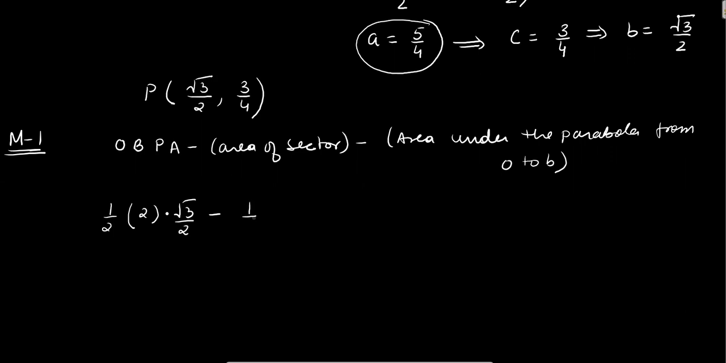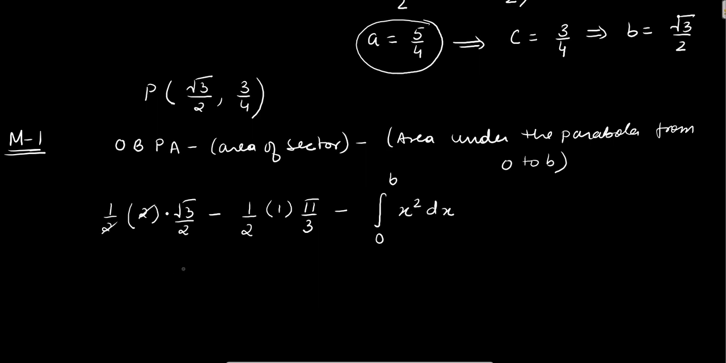For the area of the sector, what all things are required? 1 by 2 r square theta. So do we have r, the radius of the circle? Yes, we have seen that it turns out to be 1. What about theta? Yes, that also we calculated. It turns out to be pi by 3. Now I need to subtract the area under the parabola from 0 to b. So what is that area? It will be the integral from 0 to b of x square dx.